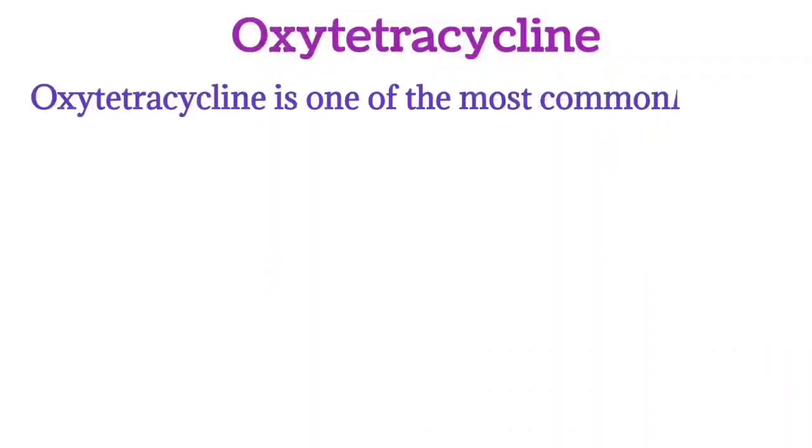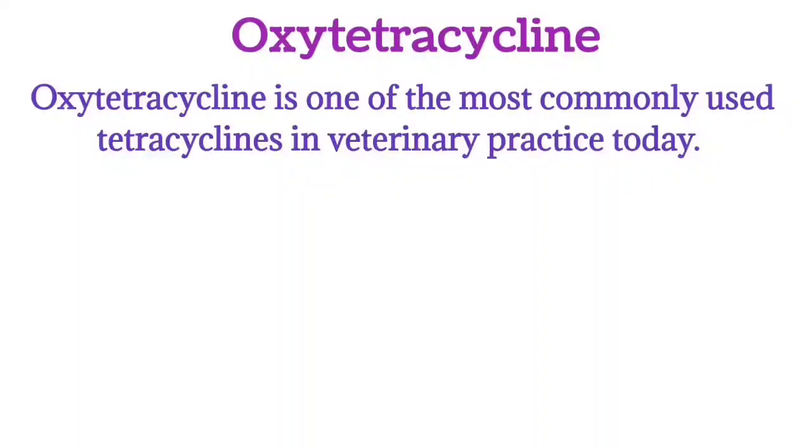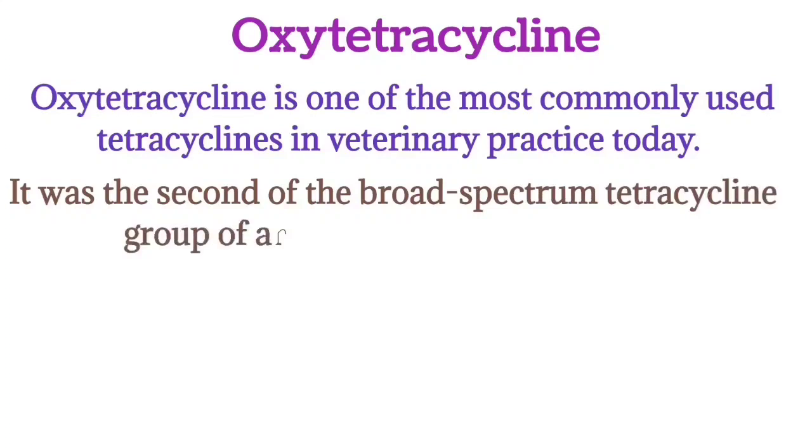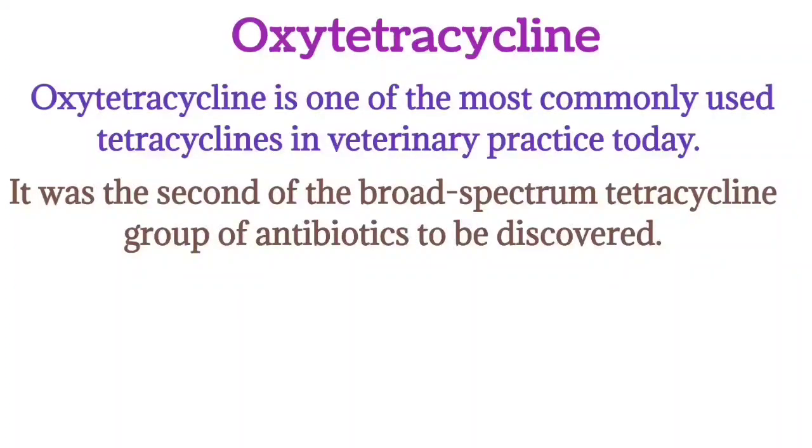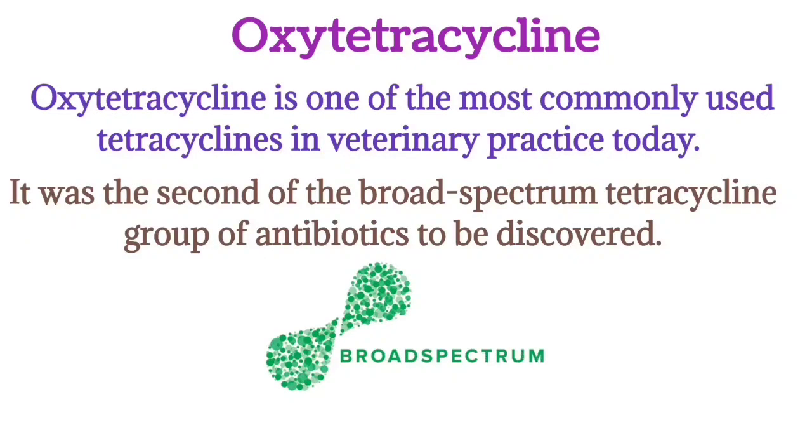Oxytetracycline. It is a short-acting tetracycline. Oxytetracycline is one of the most commonly used tetracyclines in veterinary practice today. It was the second of the broad-spectrum tetracycline group of antibiotics to be discovered. It is obtained from the actinomycete Streptomyces rimosus.